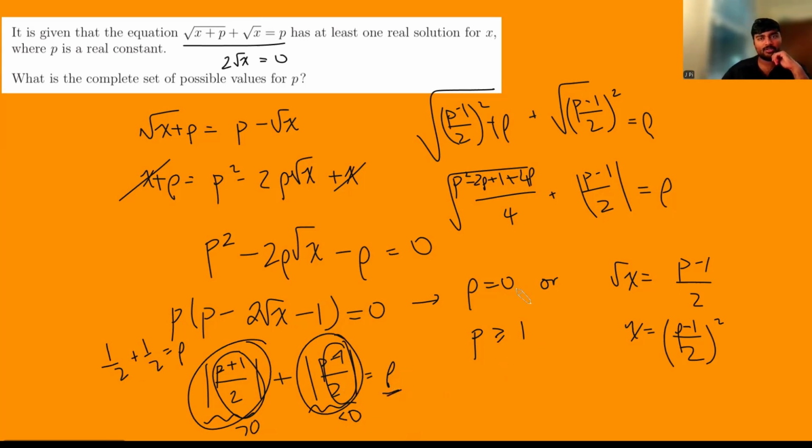So the only possible solutions here are p equals 0 or p is at least 1, and you can actually just check both of them really quickly by plugging them in. They do work.